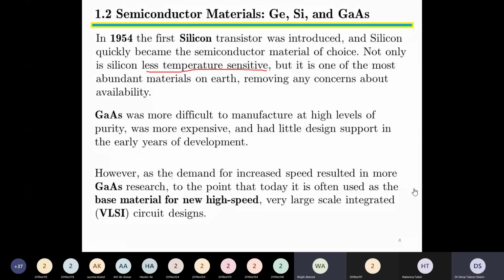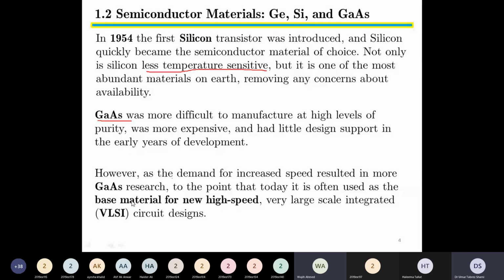Now we come to gallium arsenide. Gallium arsenide was more difficult to manufacture at high levels of purity. This was the problem in the start with gallium arsenide, that it was difficult to manufacture at high levels of purity. It was more expensive also, and it had little design support in the earlier years.